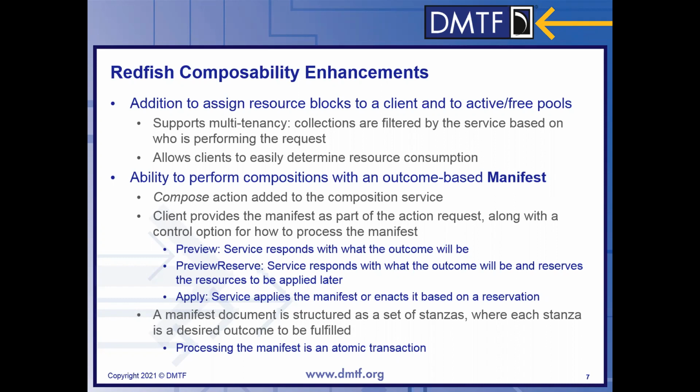And then there's the simple apply construct where the client specifies, this is my manifest, this is my desired outcome, or it provides the token to say, go enact this outcome. And so it builds those compositions. The manifest is a JSON document that is structured as a set of stanzas. Each stanza describes a single outcome to be fulfilled. The semantics around this whole manifest structure is that the entire operation is atomic. There's no, well, this stanza is going to work, this one will fail, so I might have a half successful outcome. It's either everything is applied and it's successful, or the outcome is just not applied at all.